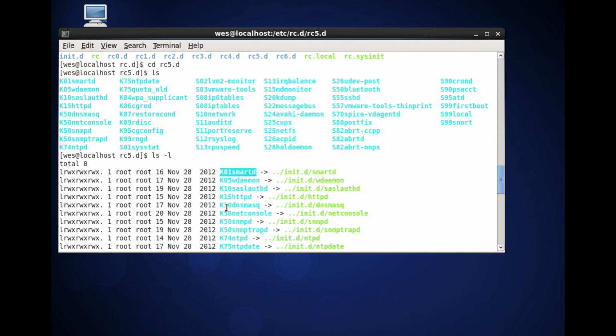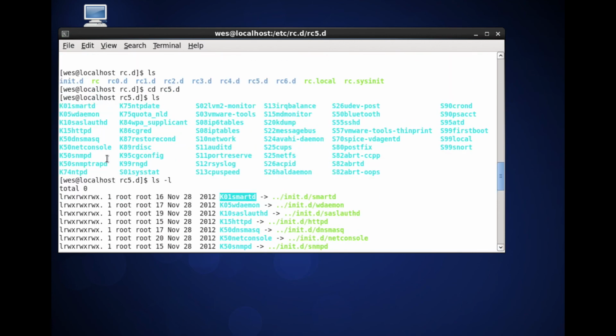Okay, so let's talk about all this. First of all, we said these are links that link back to the actual real init.d directory. This is where the raw scripts are. Everything in the rc and then run level directories right here, everything in there are actually links to what's here in init.d. Okay, so we understand that.